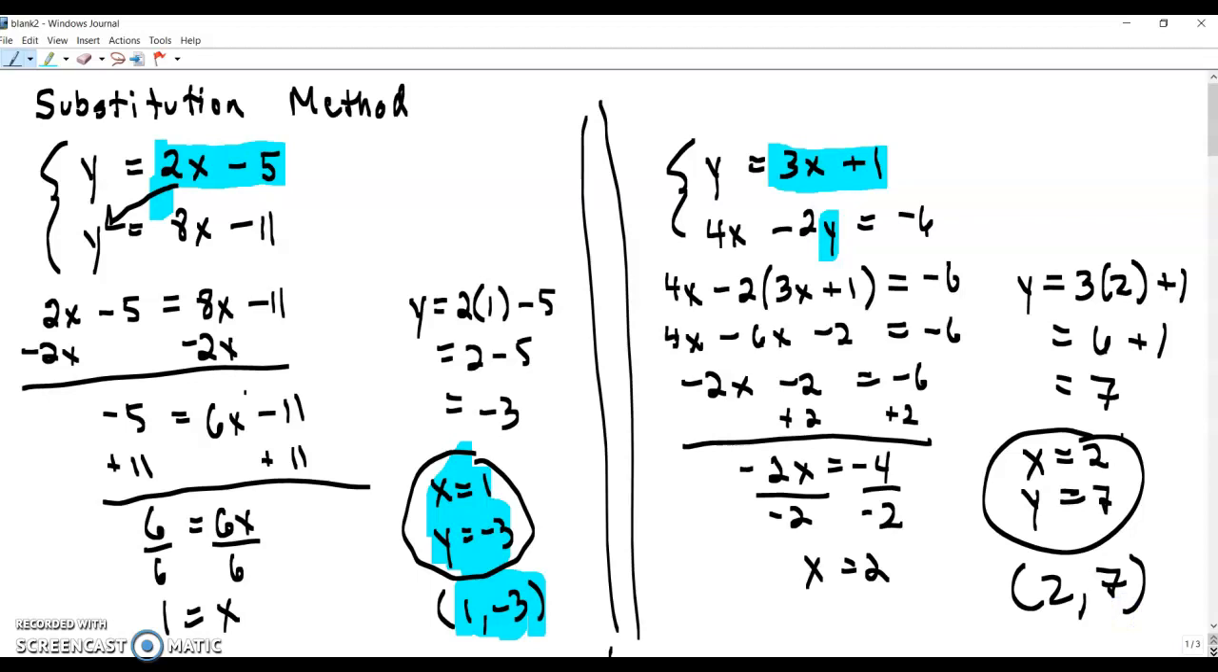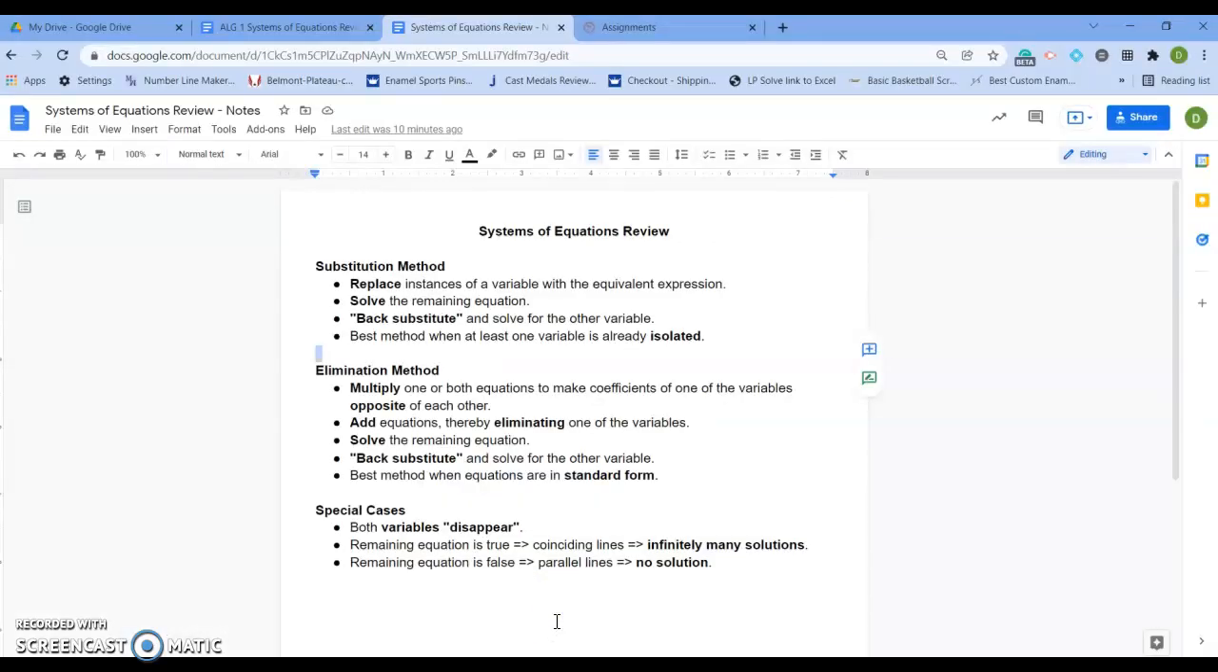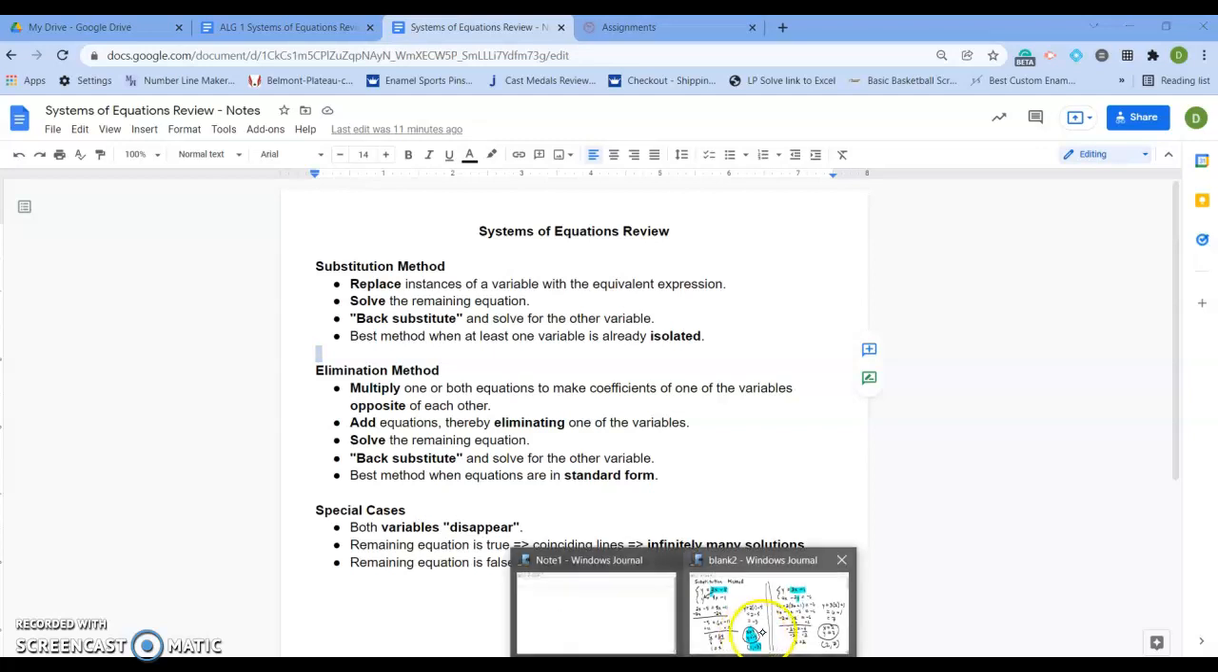So that's the substitution method. The elimination method, which if you remember right before exams, this is the method people liked better. We've got our equations in standard form. We want to multiply one or both equations if you have to, to make coefficients of the same variable opposite. Then we'll add the equations. One of the variables will be eliminated. We'll solve that equation, back substitute, and solve. So let's see this in action.